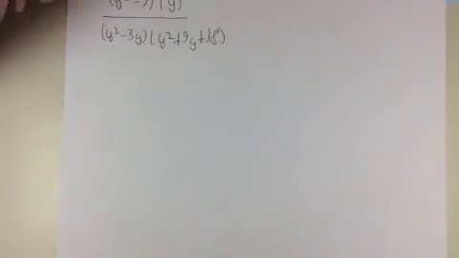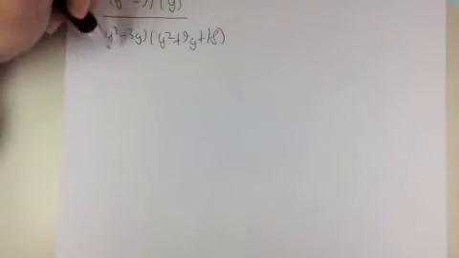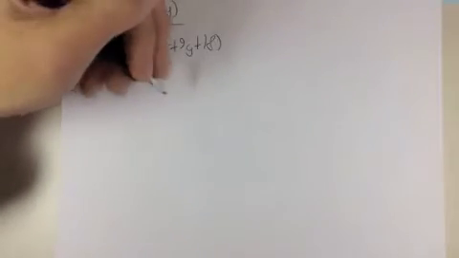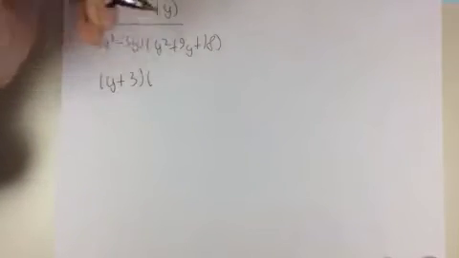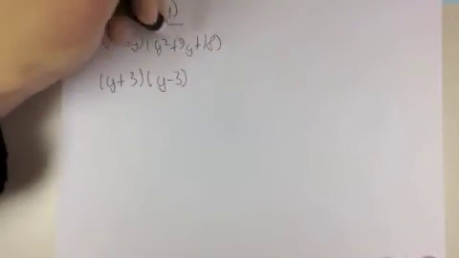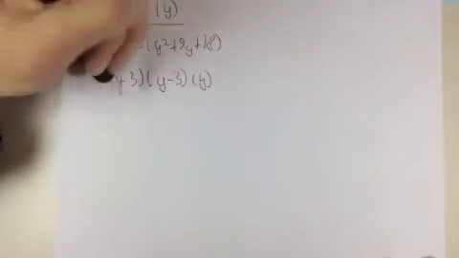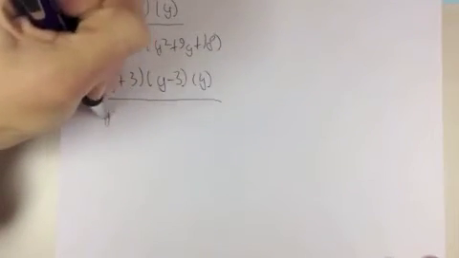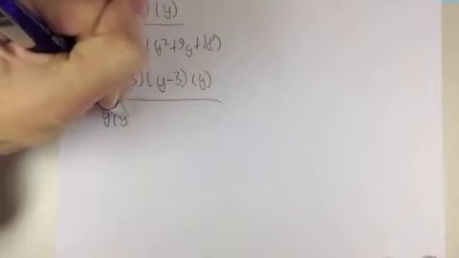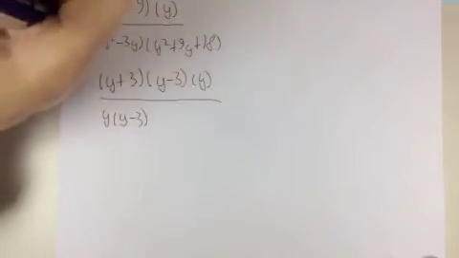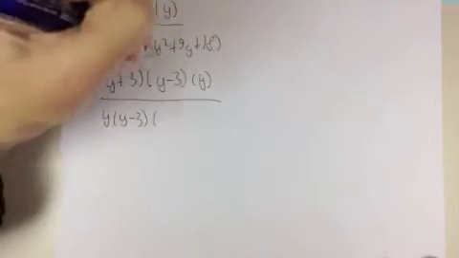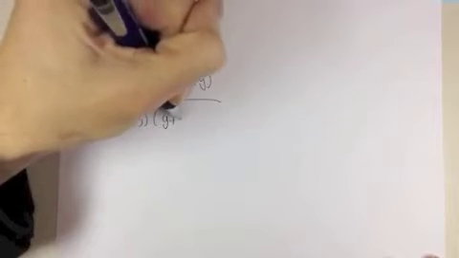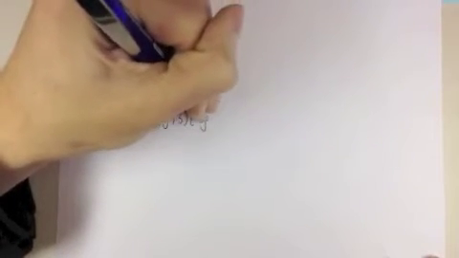So now we want to factor each one of these polynomials. So y squared minus 9, that's going to factor into y plus 3 and y minus 3, and the y just stays as it is. And y squared minus 3y, well, that's going to factor into y times (y minus 3). We're just going to pull a y out of there. And y squared plus 9y plus 18, well, that is going to factor into y plus 3 and y plus 6.